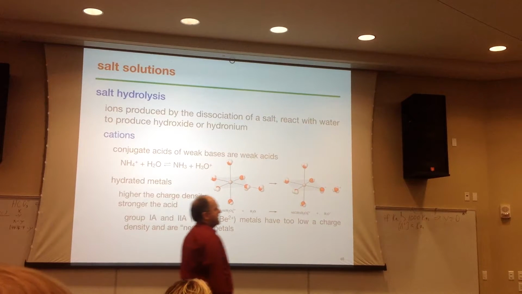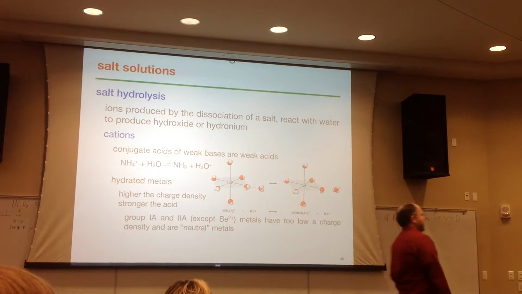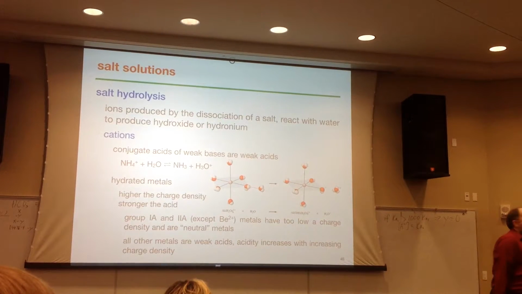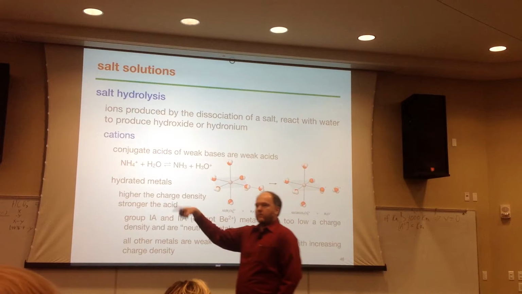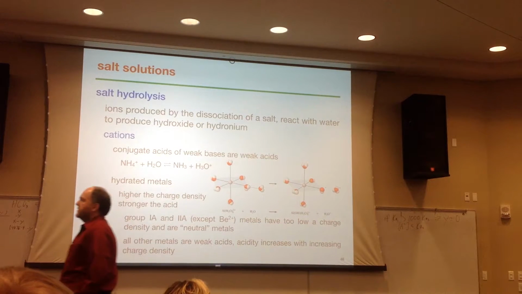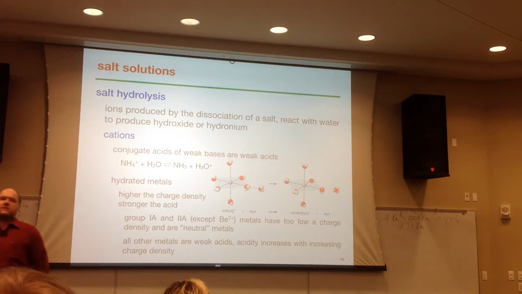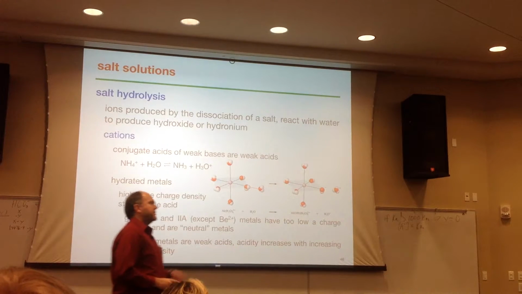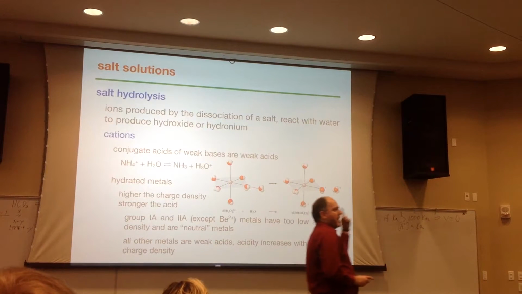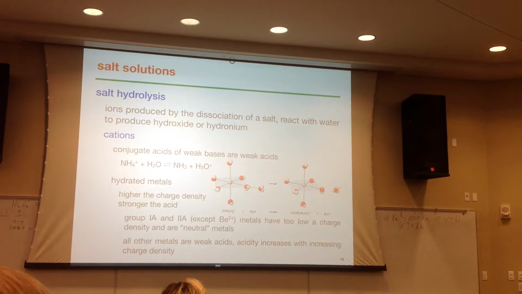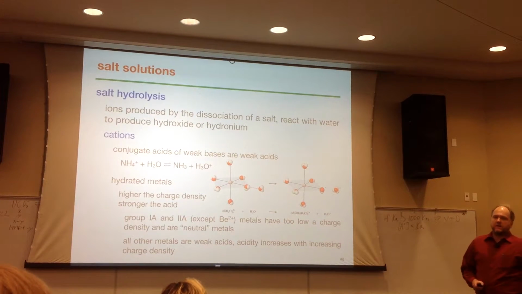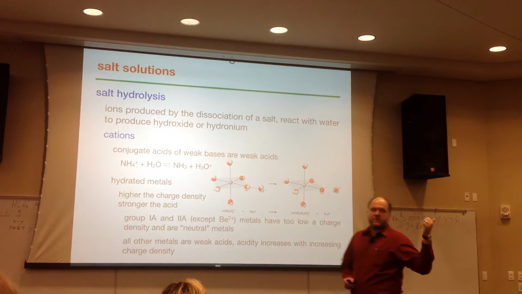Beryllium acts as an acidic metal. All right. All other metals are weak acids other than group 1A and 2A, with the exception of beryllium. And the acidity increases with increasing charge density. All right. So which is going to be a stronger acidic metal? Iron 2+ or iron 3+? Stronger acid, 2+ or 3+? Iron 3+, larger charge density.